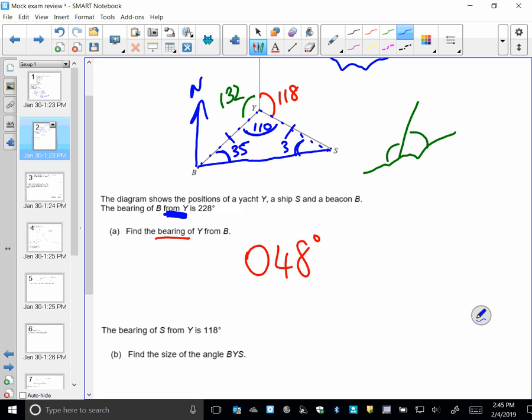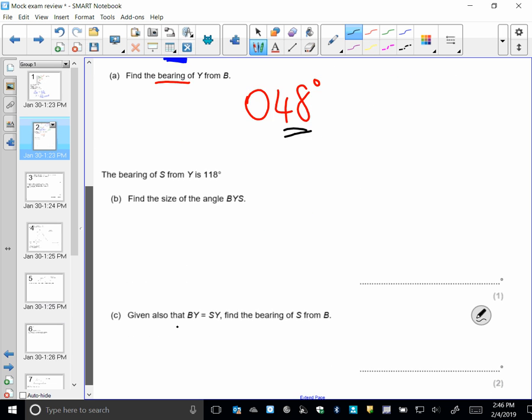Okay, but that's not the full bearing, is it? Because it has to be measured from north. But we know that this bit here, we worked that out to be 48, didn't we? Remember from here? I'm trying to get as much help done as possible. So then the bearing would be 48 plus 35, which is 83. So our bearing would be 083.